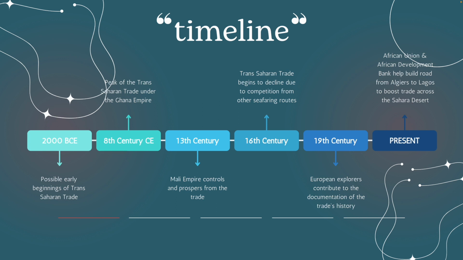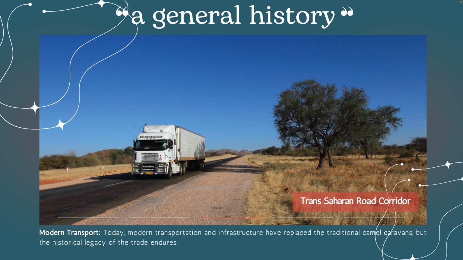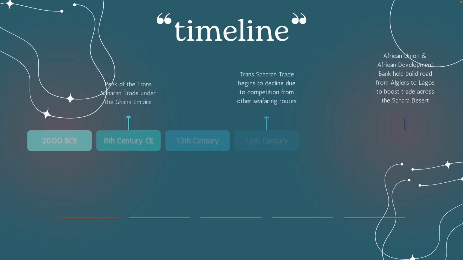And in present times today, we see that the African Union and the African Development Bank help build a road from Algiers to Lagos to boost trade across the Sahara Desert, which was what we saw in this image. So that's part of the development of the trade route, okay?